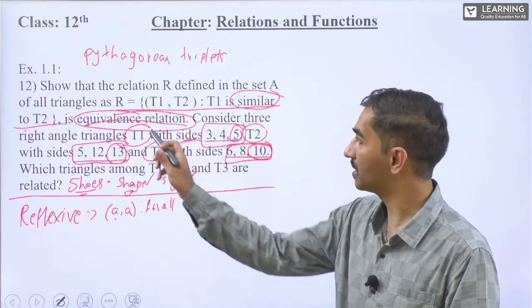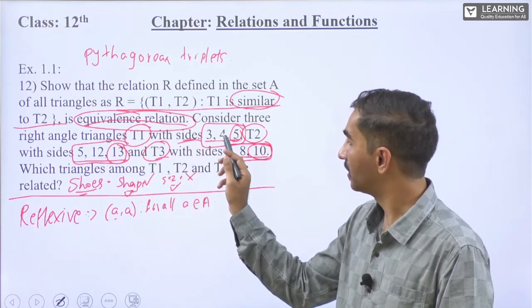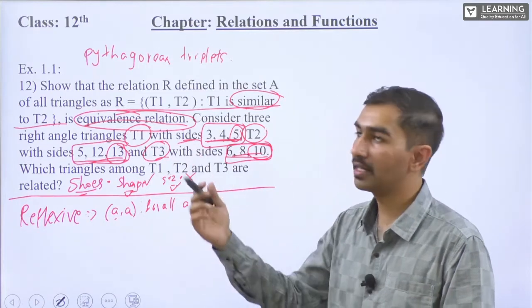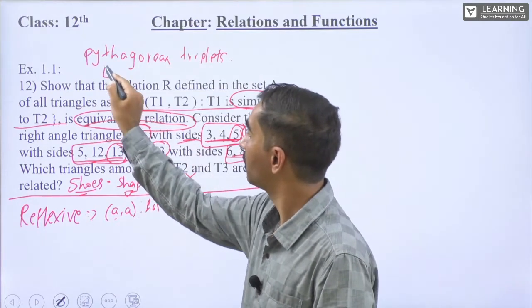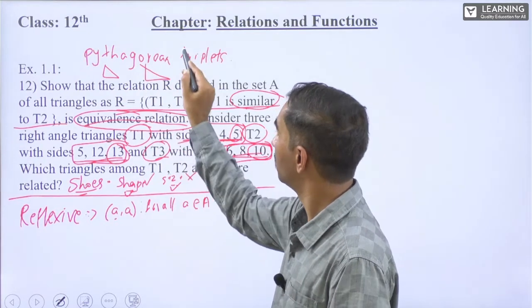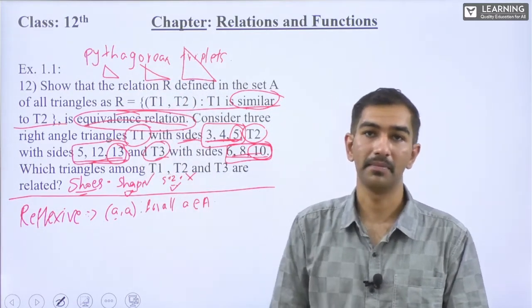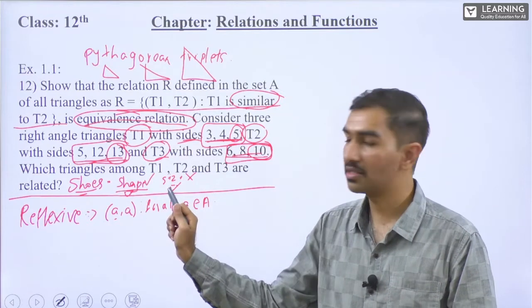So first of all, these T1, T2 and T3 with different sides are similar. Why? Because all the three are right angle triangles. So this is triangle number 1, triangle number 2 and triangle number 3. Only the size is increasing but the shape is the same. Same shape, size is different.